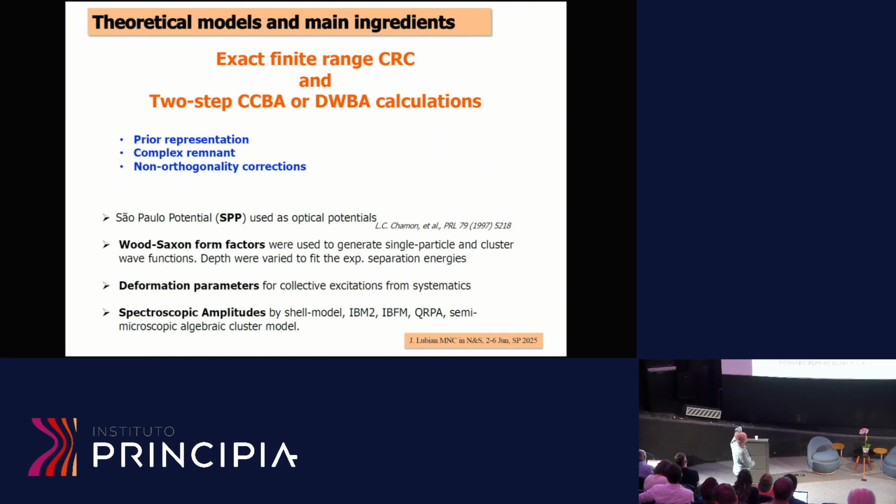To derive the single-particle or cluster wave functions, we use Woods-Saxon form factors with fixed radius and diffuseness, and we vary the depth of the potential in order to get the experimental separation energies. The deformation parameters are taken from systematics, so we don't vary any parameter. And the spectroscopic amplitudes needed in this kind of transfer calculation we obtain from the shell model, or interacting boson model, or interacting boson-fermion model, or QRPA, or semi-microscopic algebraic cluster model.